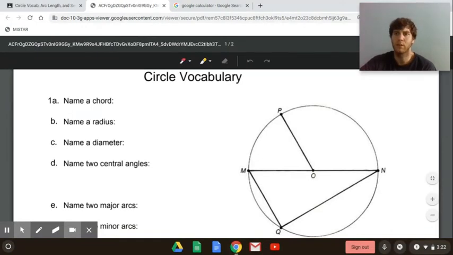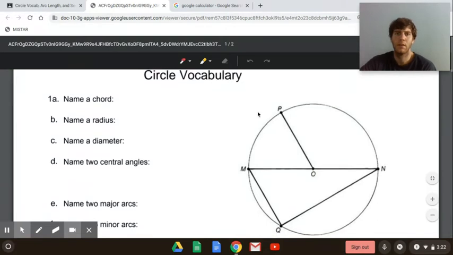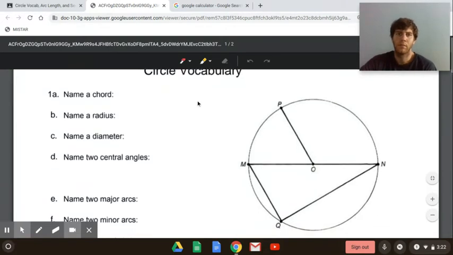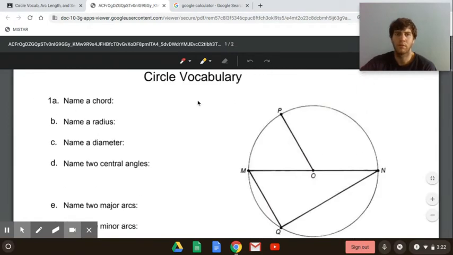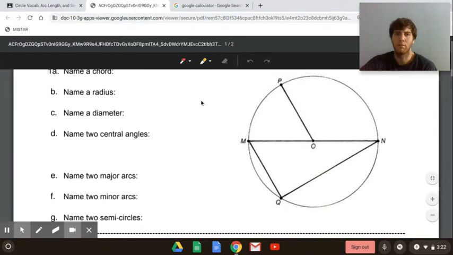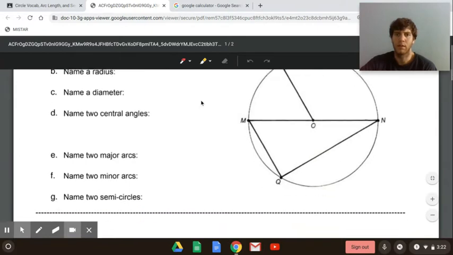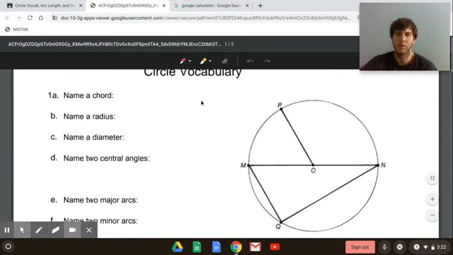So the first worksheet from this week. We have two questions here where we have to name some of the parts of a circle. We're going to go through the first one, and then I'll let you do the second one on your own.